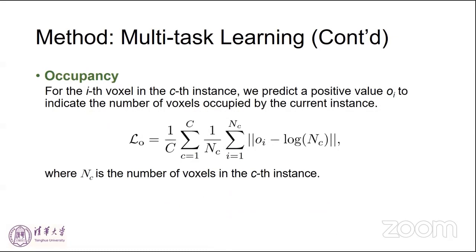The occupancy term is supervised by the number of voxels occupied by the underlying instance. We predict the log of the actual occupancy for numerical stability. We also used an L1 regression loss in training.